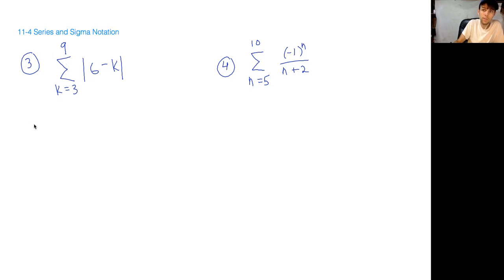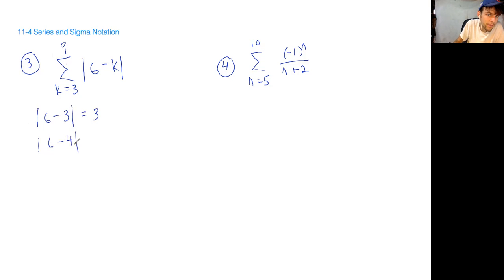So first thing I'm going to do is figure out the terms of my sequence. My first term, or the beginning of this sequence, is when k is 3. So it's going to be the absolute value of 6 minus 3. 6 minus 3 is 3. Absolute value of 3 is going to be 3. So that's the beginning of my sequence when k is 3. And we're going to go all the way up to when k is 9.